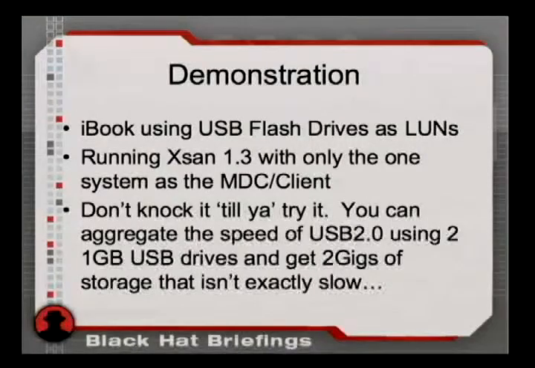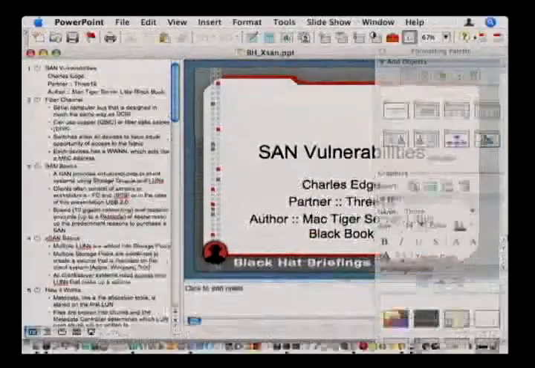In my case, I mentioned this earlier, but I'm using my USB flash drive as my main LUN, and I'm running Xsan 1.3. One really kind of cool thing about doing that is at home I've got two 1 gig USB drives, and I've aggregated them so that I get 2 streams of USB 2. So it's actually a lot faster than a regular USB jump drive. It's about twice as fast, and it's 2 gigs of space. So that's kind of cool.